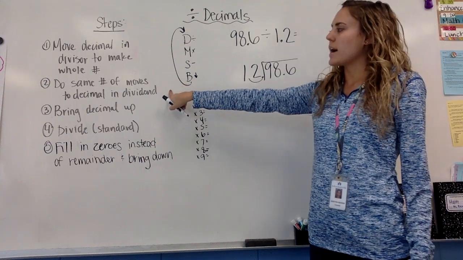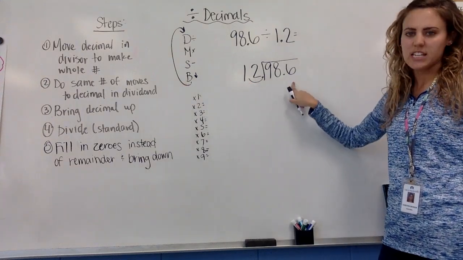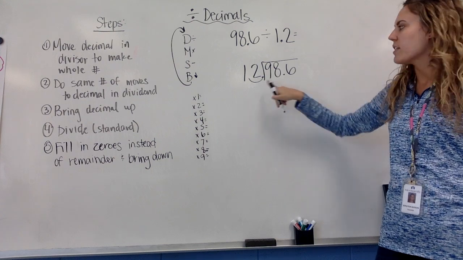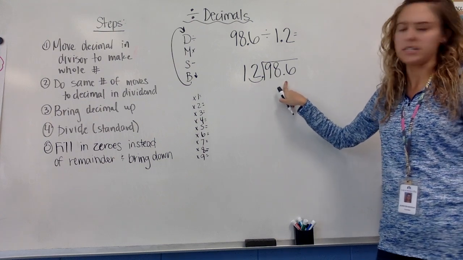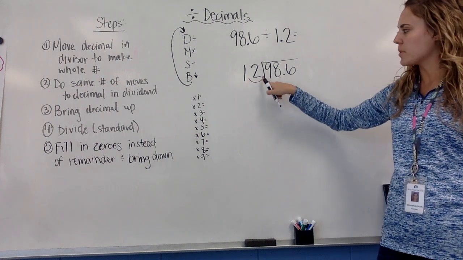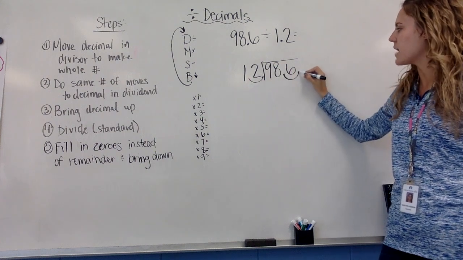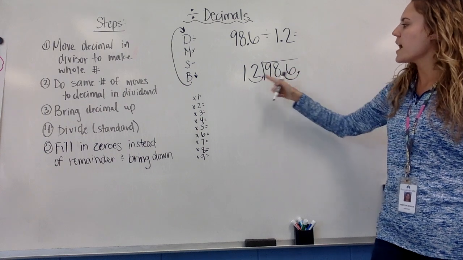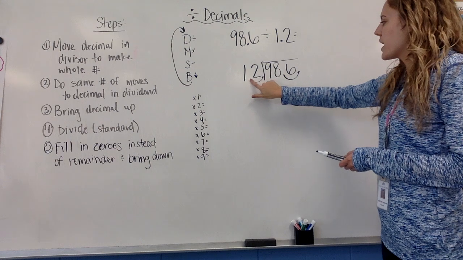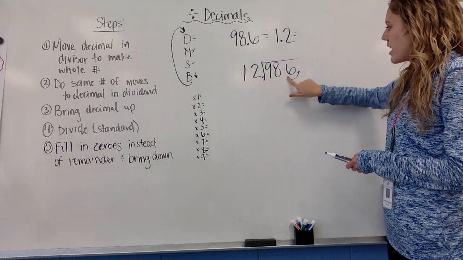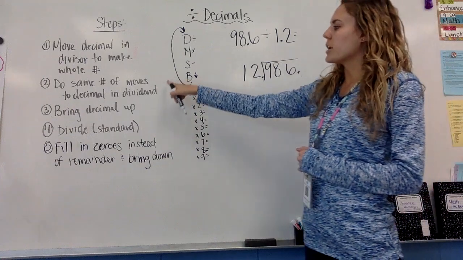Step number 2, I have to do the same number of moves that I did outside the house, inside the house, because it's like a party. The outside of the party and the inside of the party, everybody wants to participate. So I moved my decimal 1 time outside the house, I'm going to move my decimal 1 time inside the house. So now my numbers are 12 and 986. And I go ahead and erase so that I am really clear on where my decimals are. I'm ready for step 3.